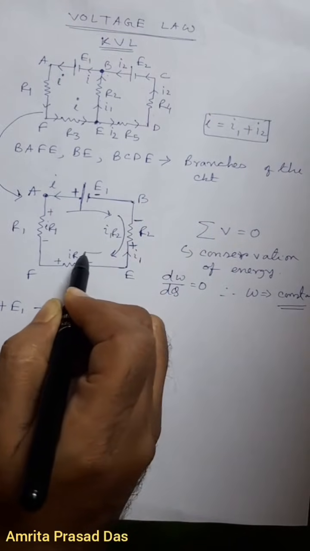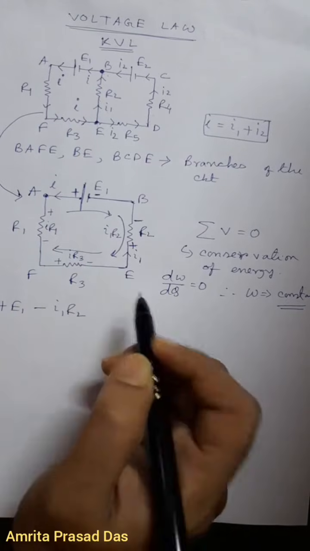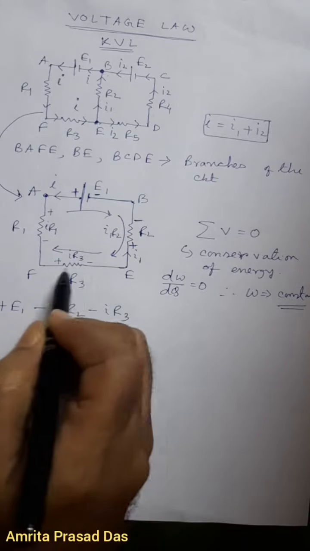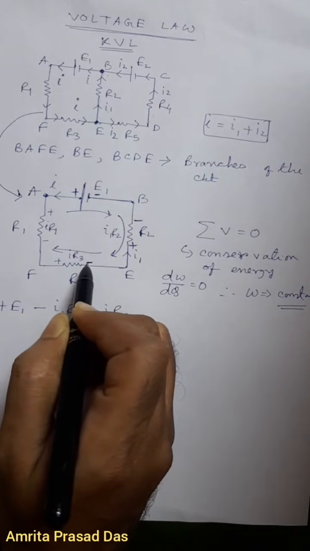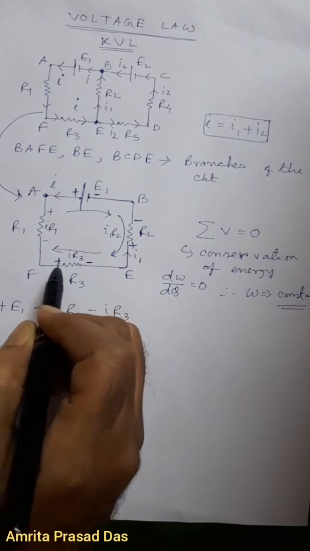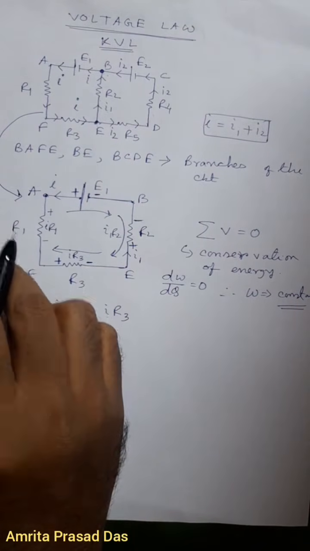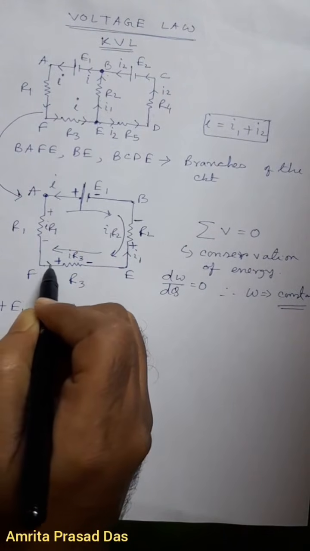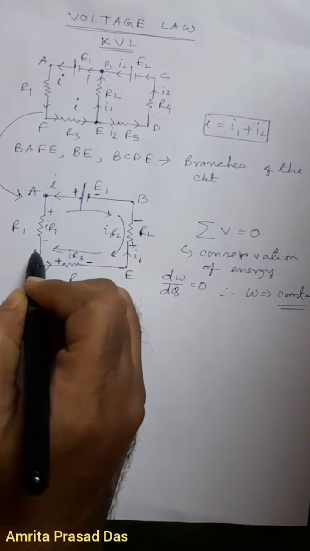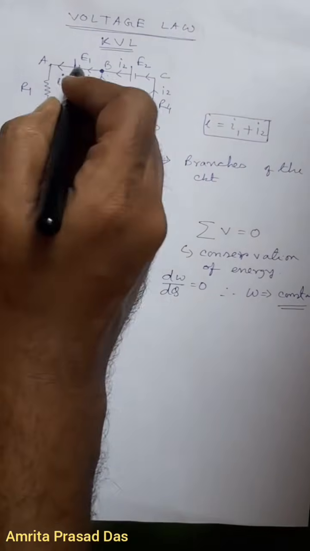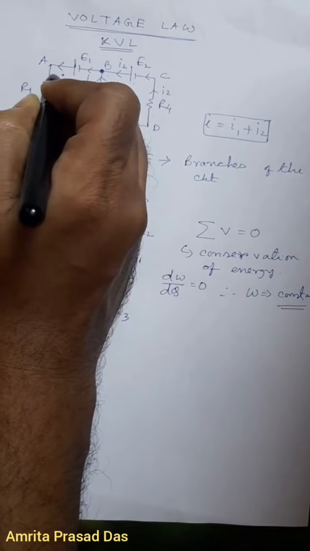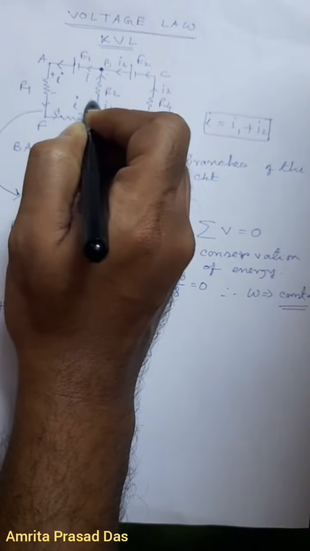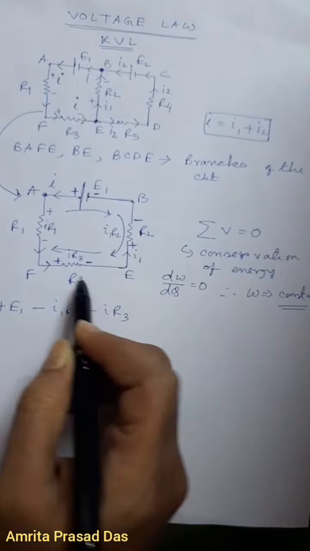Now you are moving through the path EF and you are getting a potential difference minus I R3, as this one is the low potential point and this one is the high potential point, because current is flowing in this direction. In your diagram, current is flowing in this direction. Look at here, current is flowing in this direction. So plus minus, and in this resistance current is flowing in this direction, therefore plus minus. You are maintaining those signs.